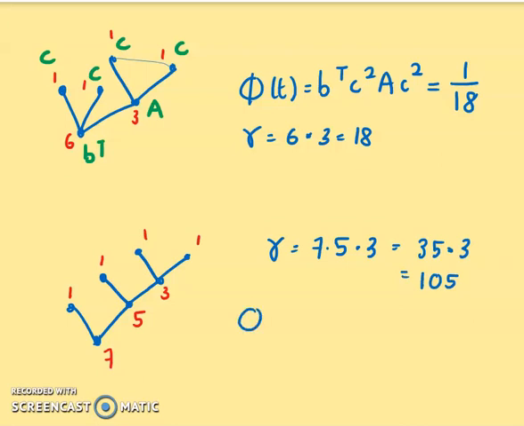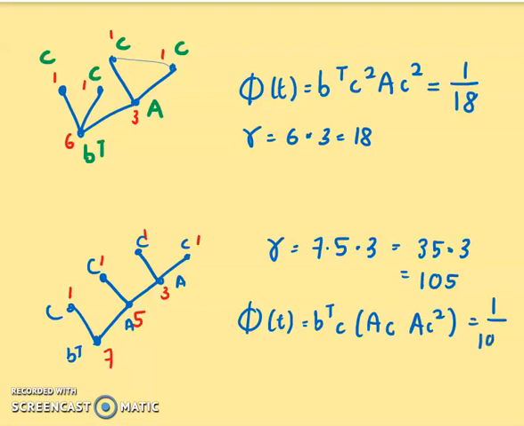Okay, and then the other condition will be b transpose c, a, c, a, c squared, which is 1 over 105.